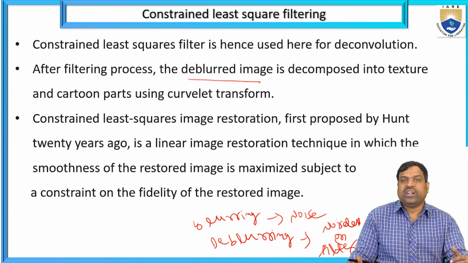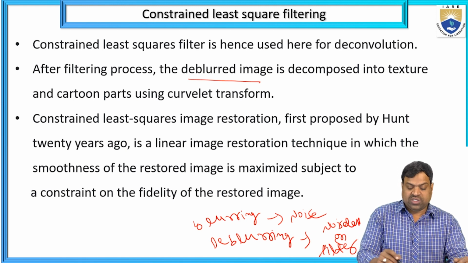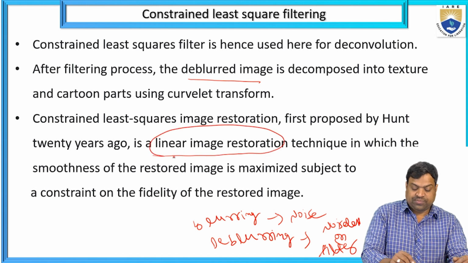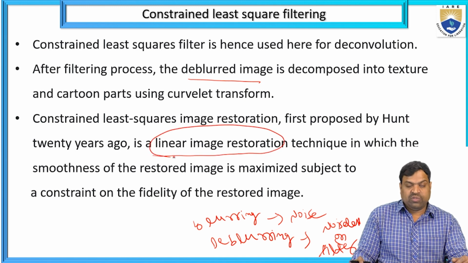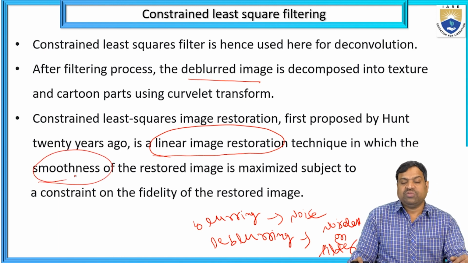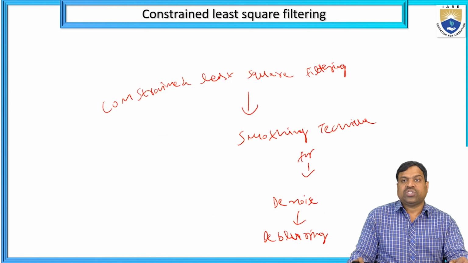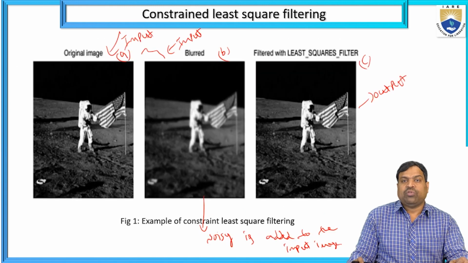Here the CLS image restoration was proposed by Hunt 20 years ago. It is a linear image restoration technique in which the smoothness of the restored image, compared with the original image, is maximized subject to the constraint of the fidelity of the restored image. It is one example of an original image.